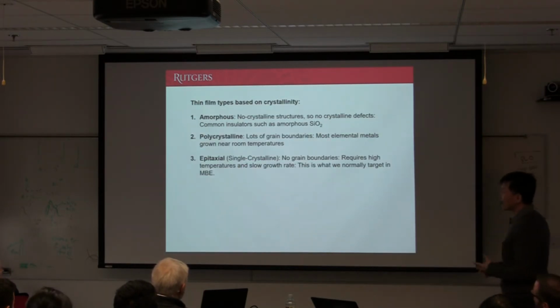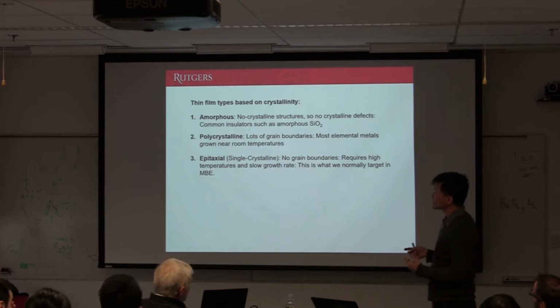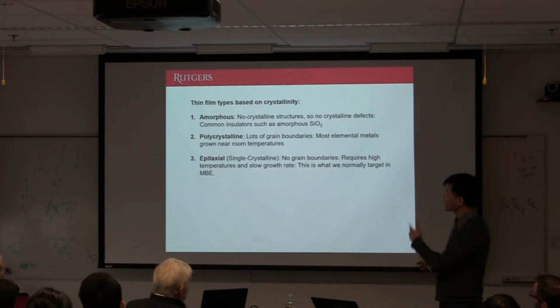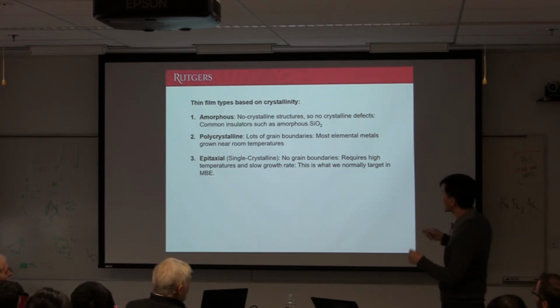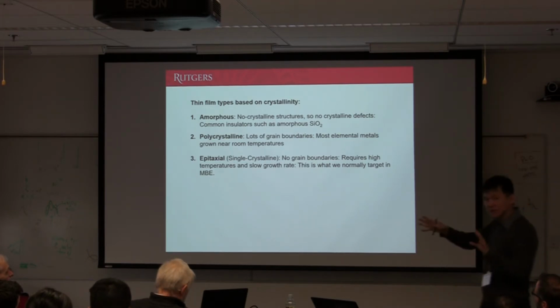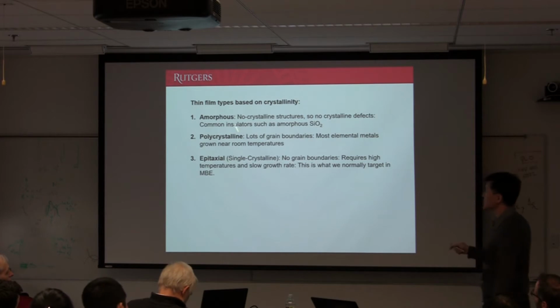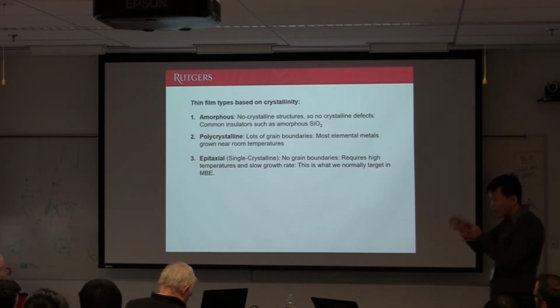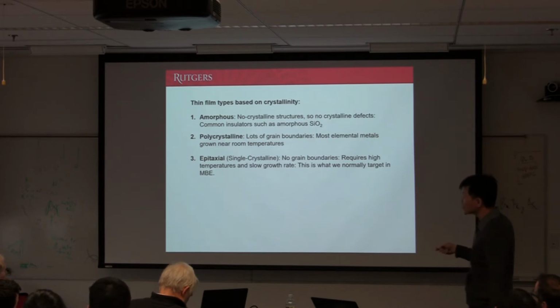Also, films can be roughly categorized into three different types, depending on the crystal nature. If there's no crystal, no long-range order, then it's amorphous. Silicon glass is a good example. It's completely random, with no periodic nature. That's an amorphous structure. The other extreme is well-ordered, and that's an epitaxial film. In many cases, epitaxial film is what we want.